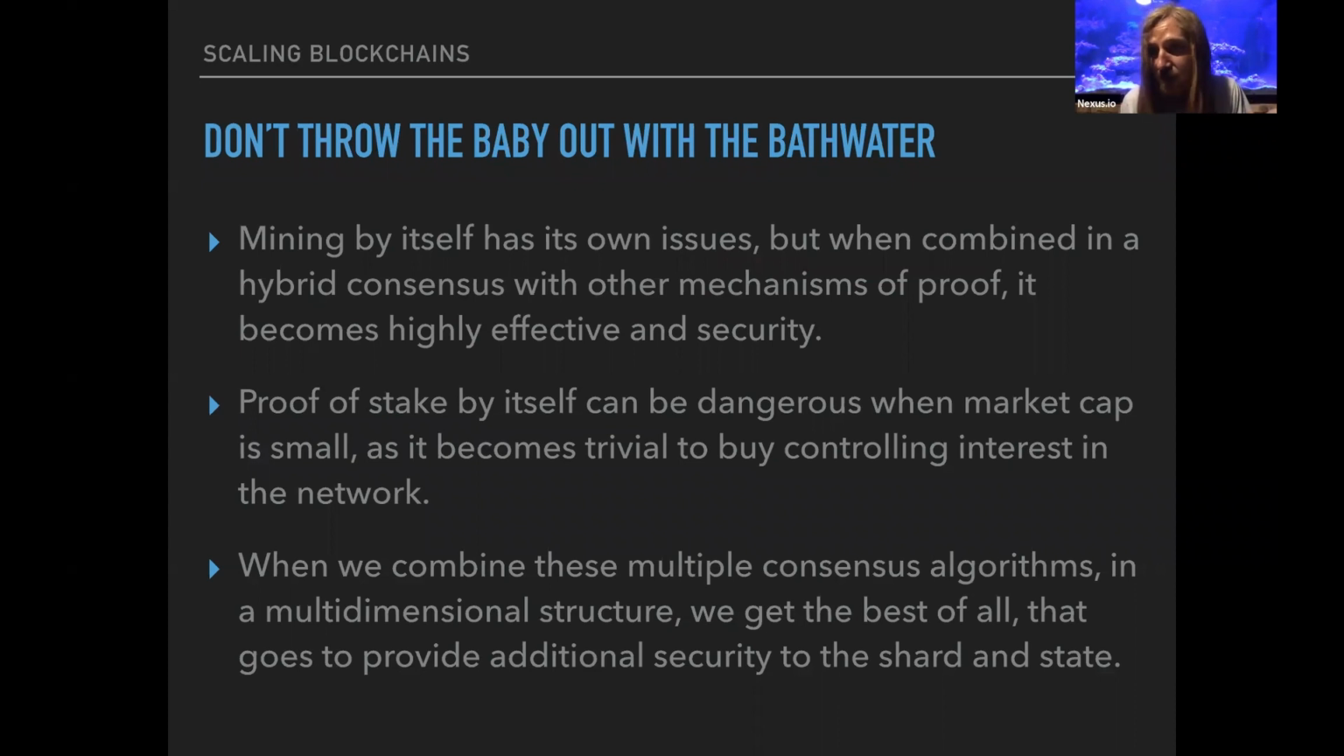Proof of stake by itself, again, can be dangerous when market cap is small, as it becomes trivial to buy a controlling interest in the network. And when we're talking about creating these systems that have the potential to stand up against the big banks, they have trillions of dollars at their disposal. So it's very easy to buy into those voting systems. So we want to combine these multiple consensus algorithms and do it in this multidimensional structure, right? And we get the best of all. And that goes to provide additional security to the shard and the state.